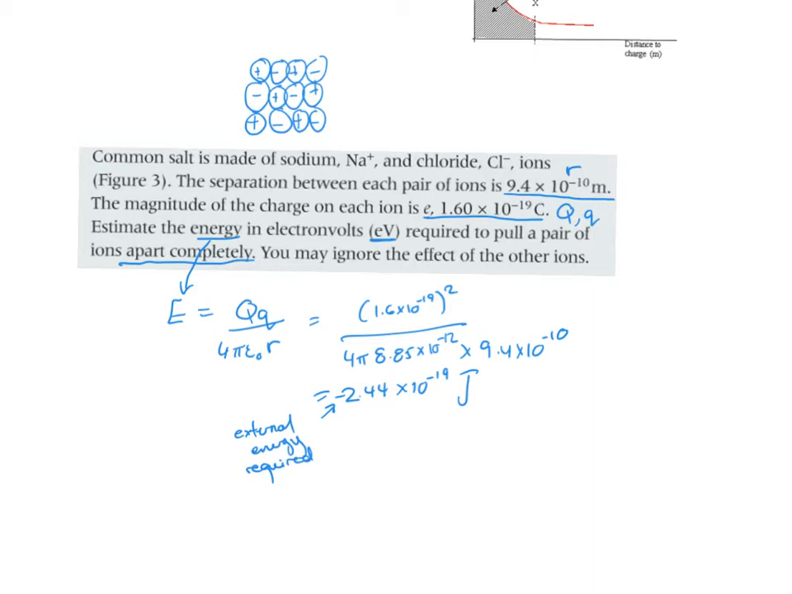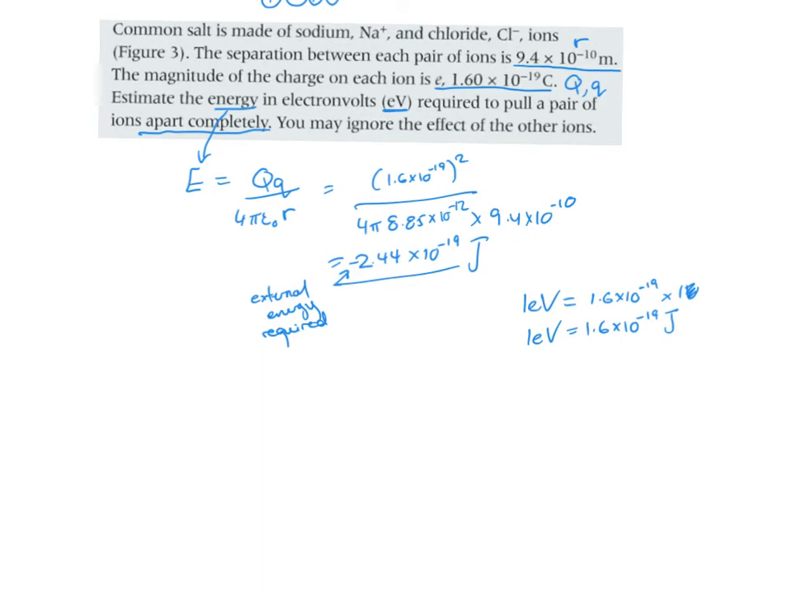And then it wants us to calculate this in electron volts. So we already know that 1 electron volt is the same thing as the charge of 1 electron times 1 volt, which means that it's 1.6 times 10 to the minus 19 joules. So 1 electron volt is this much. We calculated this many joules. So how much will that be in electron volts? I just divide the number I got by 1.6 times 10 to the minus 19 joules, and that will give me about 1.5 electron volts.